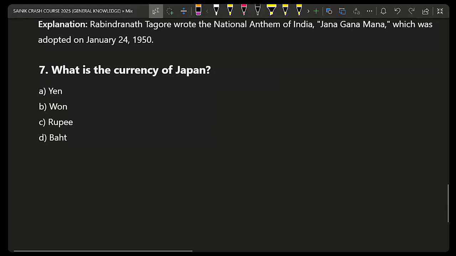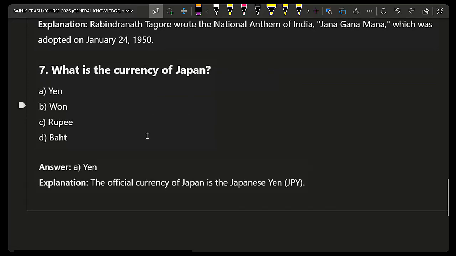Time up. And I received one wrong answer for option B, won, and two wrong votes for option D, baht. No student answered rupee, but the correct answer is yen. 22 students gave the correct answer. And the official currency of Japan is the Japanese yen, in short JPY.